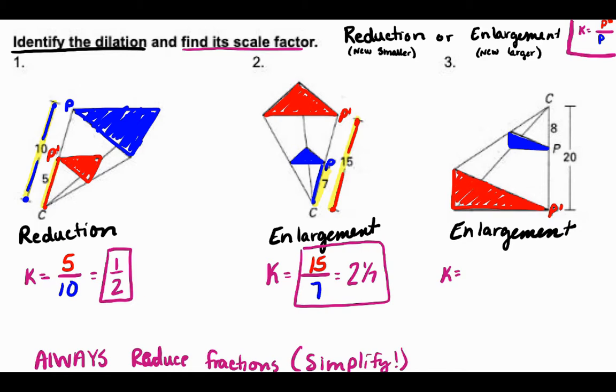For the scale factor of the last one, we have measurements on the right side. So these are our corresponding measurements. We always go from the center to our image for the top part of our scale factor, and then from our center to our pre-image for the denominator. So when you simplify this, it is 5/2, or if you like mixed numbers, it is 2 1/2. So this is an enlargement where our new shape is 2 1/2 times the size of the original.